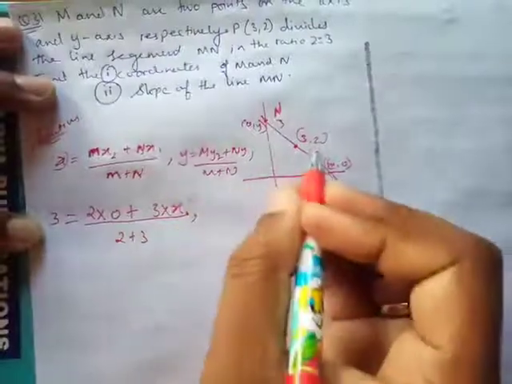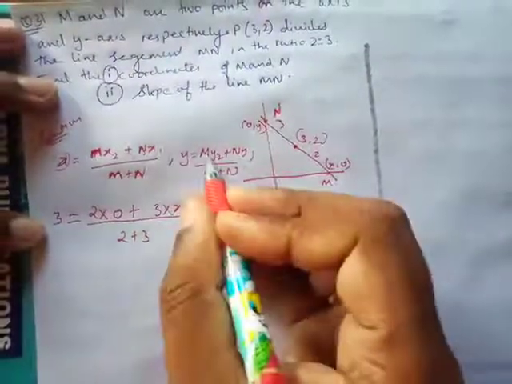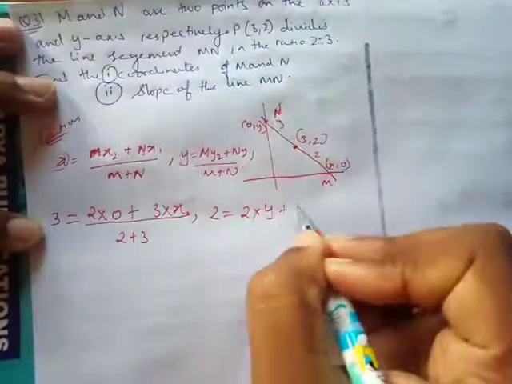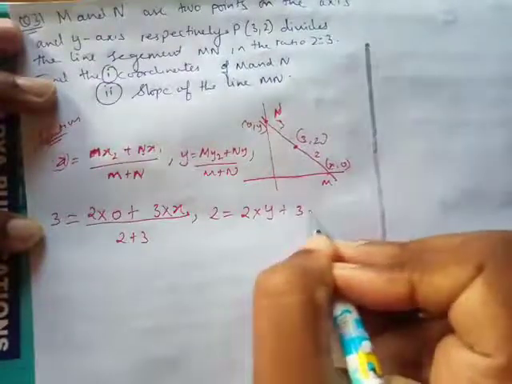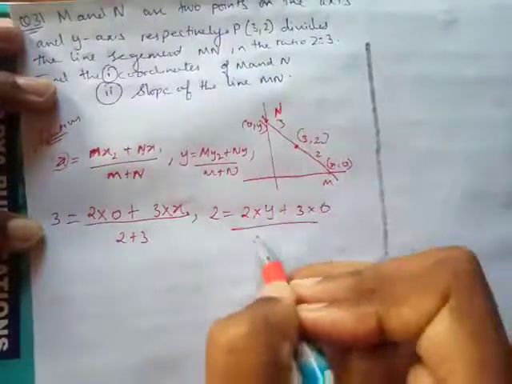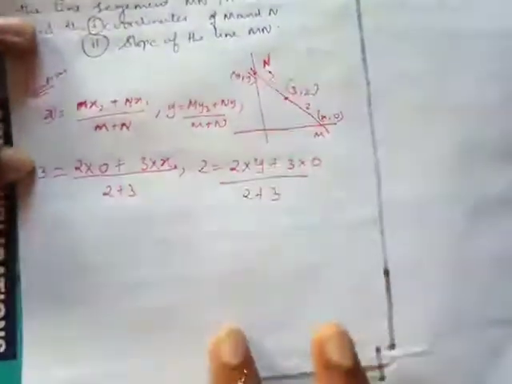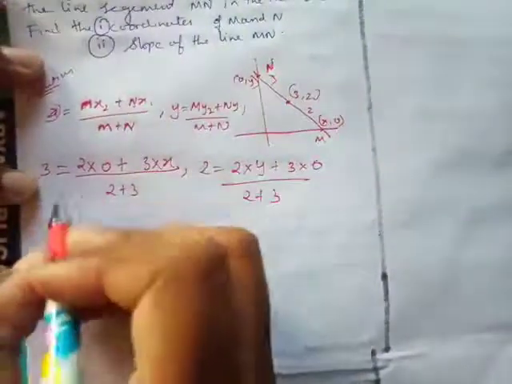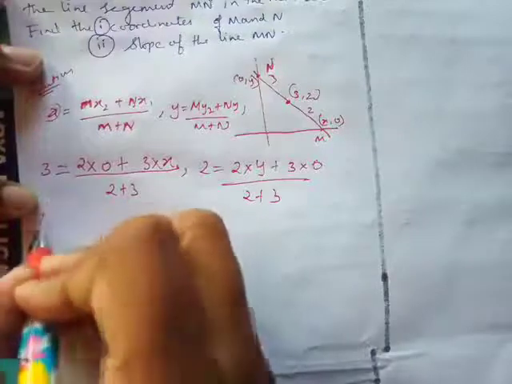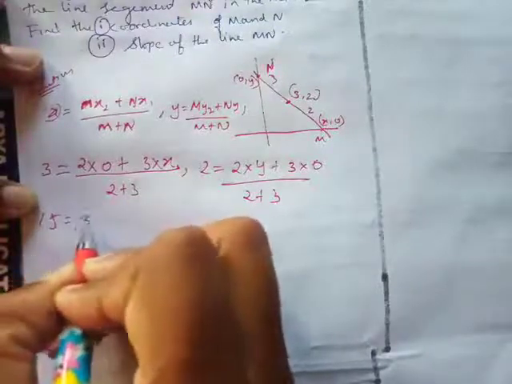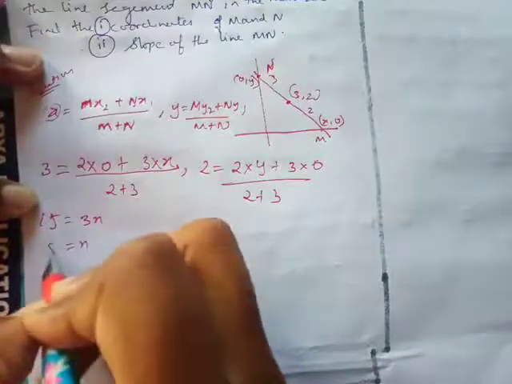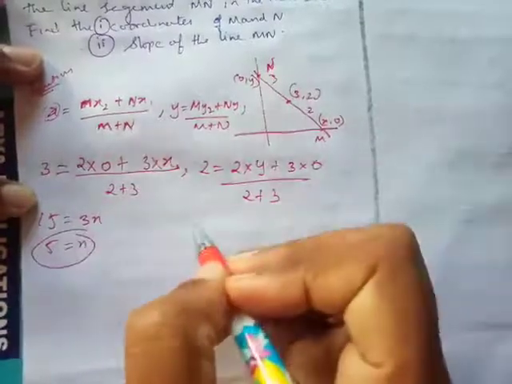Comma y, I already know, that is 2, equals m is 2 into y2 which is y, plus n is 3 into y1, which is this 0, upon 2 plus 3. Okay, don't get confused, just go with the formula, you'll understand. And then this is going to be 5 multiplied by 3, it's going to go on that side, 15, it's going to be 3x, it's going to be left, this is going to become 0, so x is going to become 5.